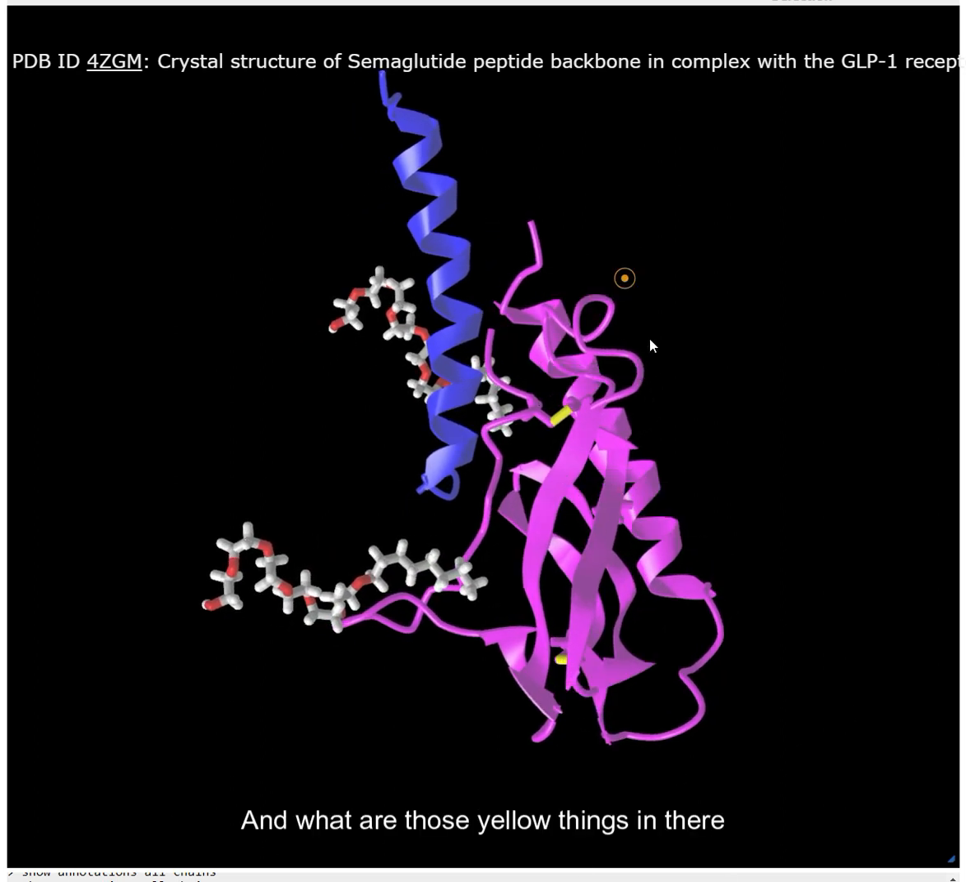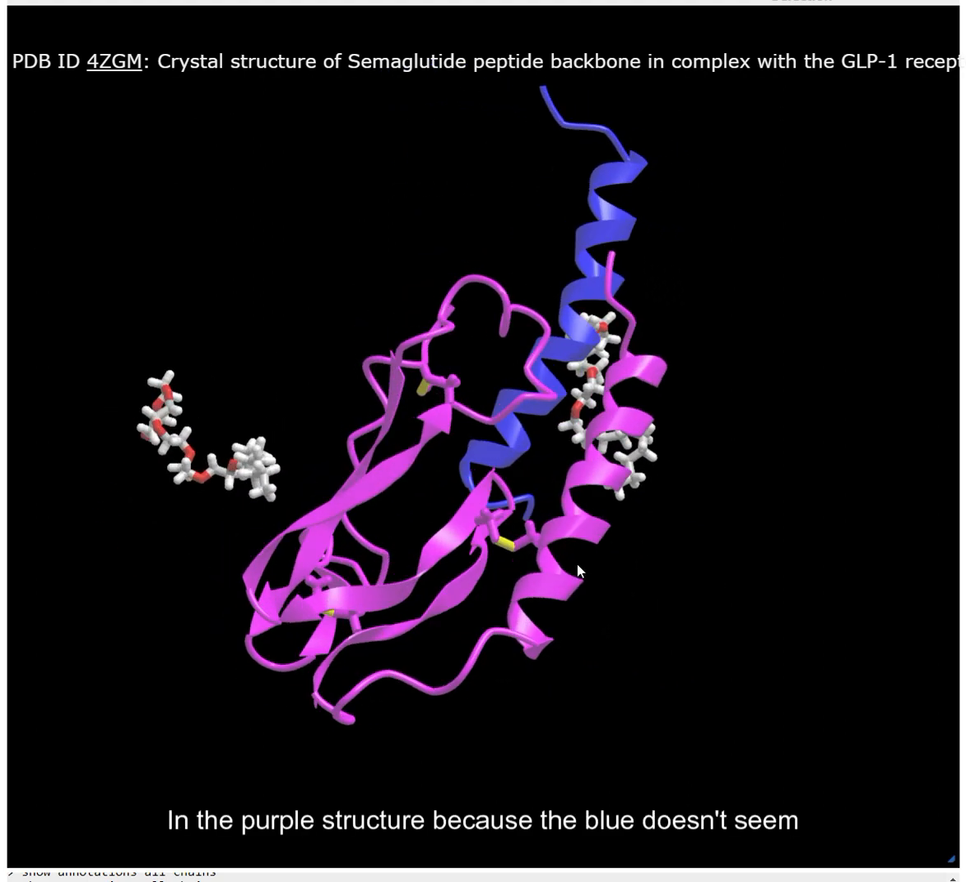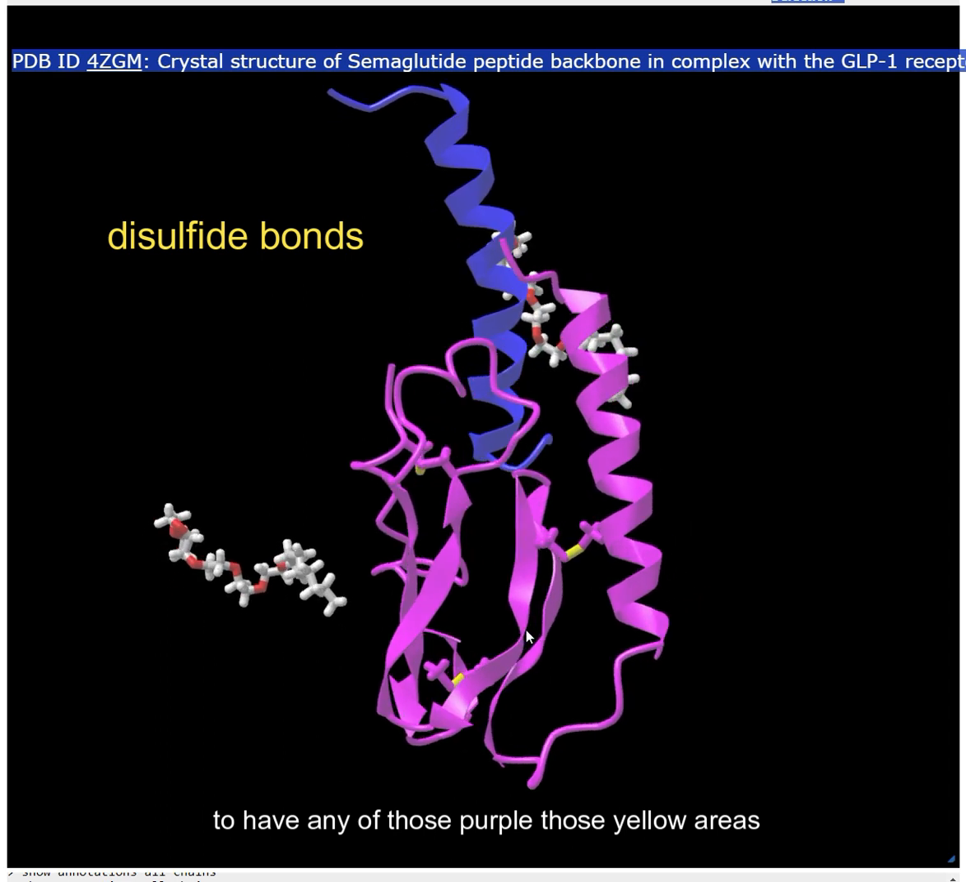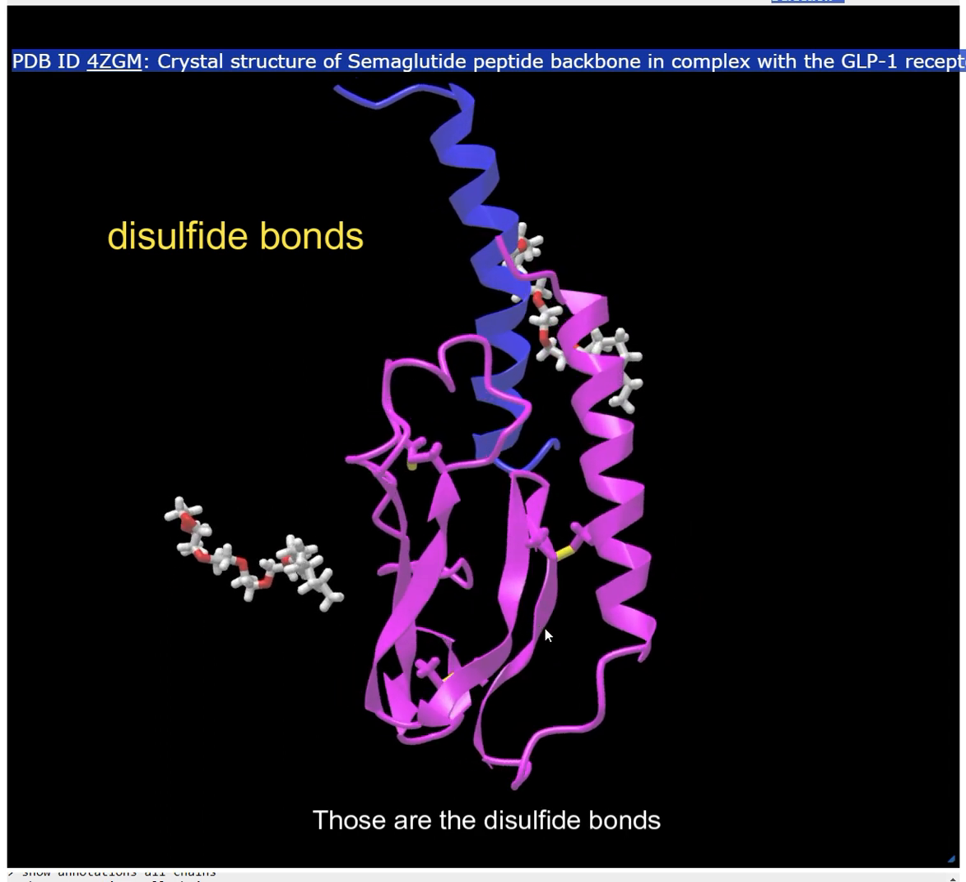What are those yellow things in there, in the purple structure? Because the blue doesn't seem to have any of those yellow areas. Those are the disulfide bonds.